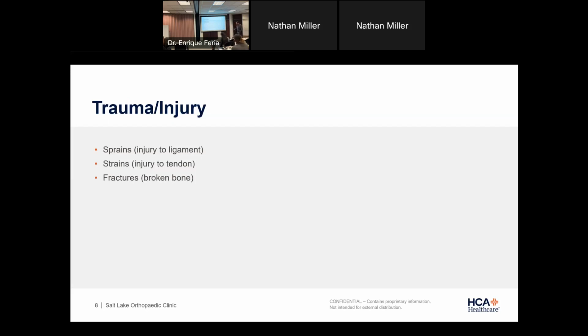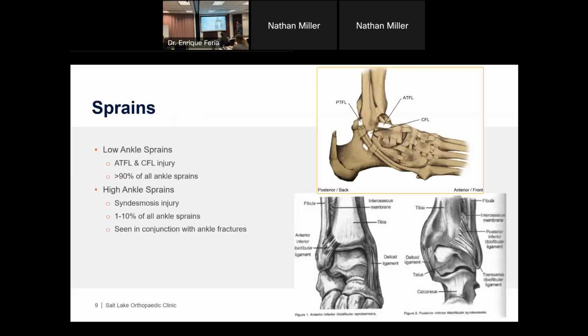So starting off with trauma, we have sprains, which are essentially injuries to your ligaments. The ligaments are what connect your bone to bone. And typically when you're thinking of sprains in the ankle or your foot, we're talking about low ankle sprains or high ankle sprains. And I'll go over the difference in each. Low ankle sprains are the ligaments on the outside of your ankle. Here you're getting a diagram showing your 3 ligaments on the outside, the most commonly injured ones being the ATFL and CFL ligaments right there. Those are the majority of your ankle sprains, more than 90%.